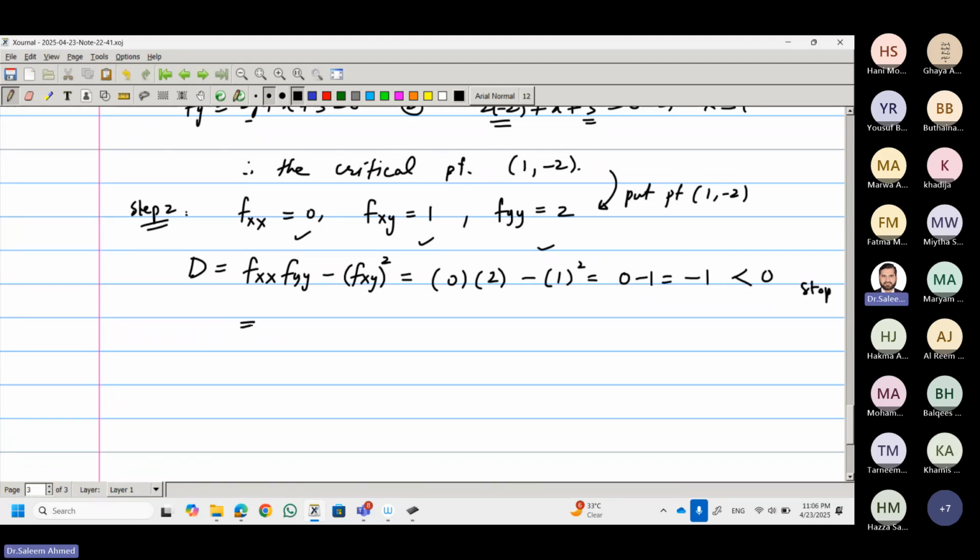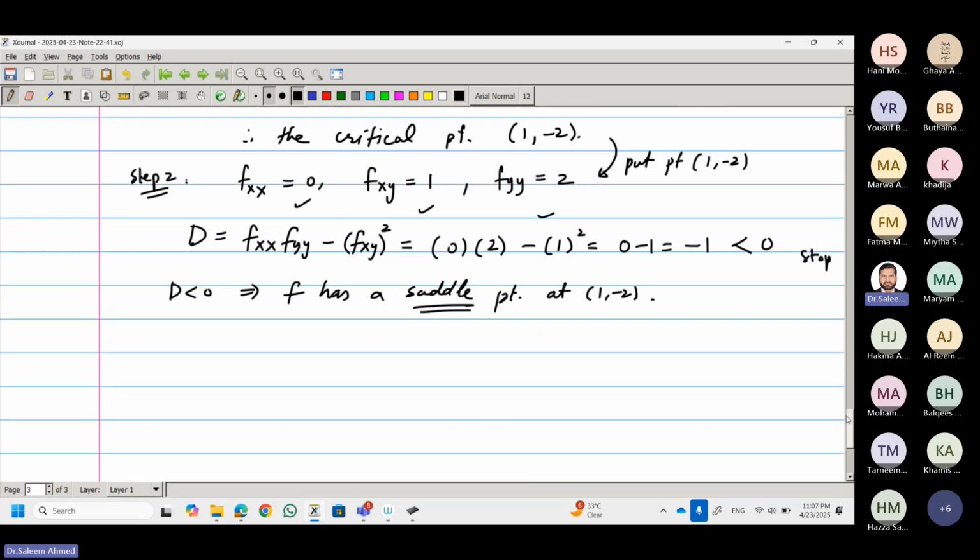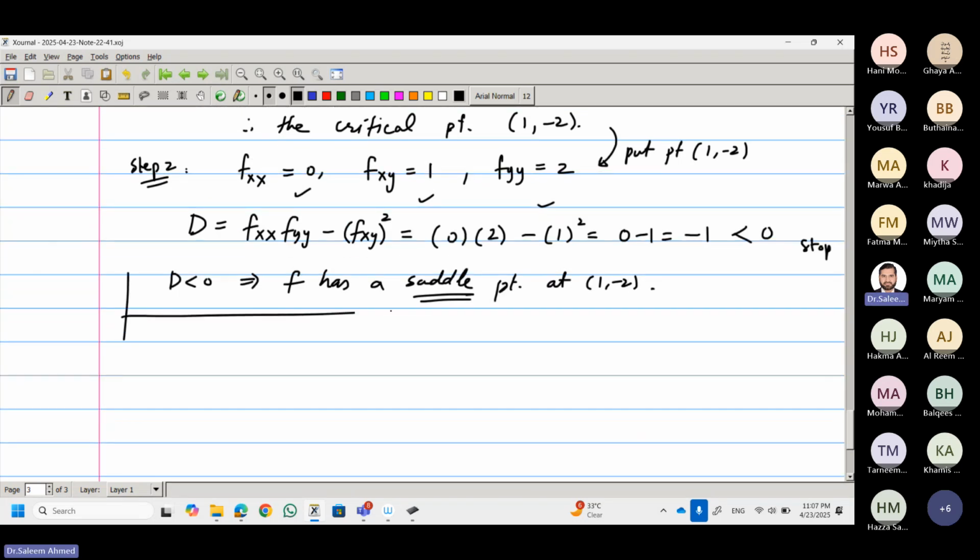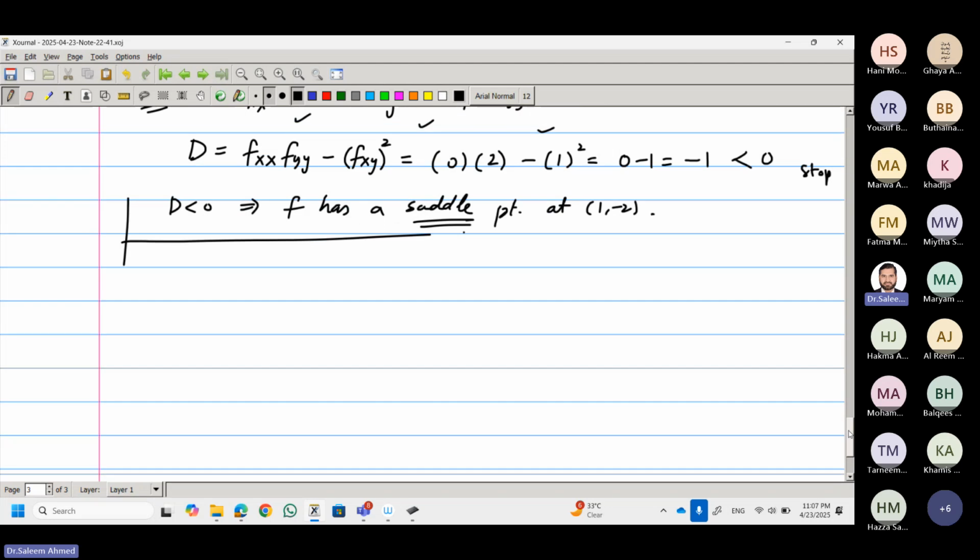You can say that D negative implies that f has a saddle point at (1, -2). At this critical point, my function has a saddle point. No maxima or minima there. Okay. So this is complete. This completes your question.